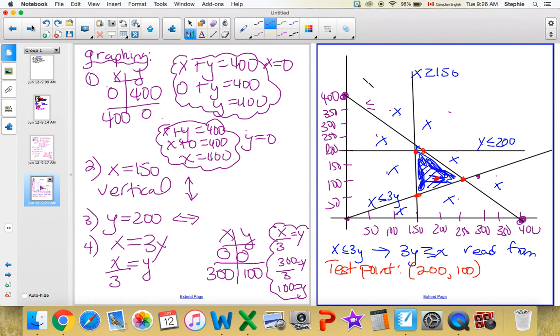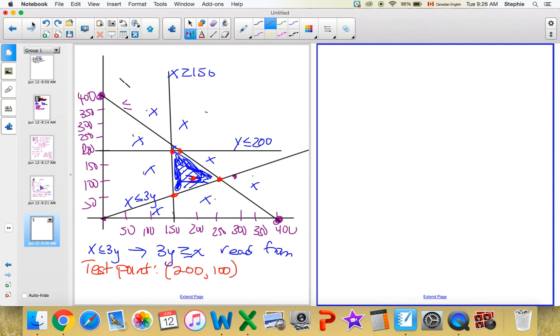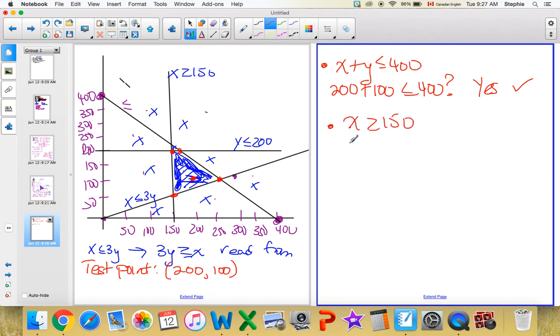So let's look at the equations. I'll just move them over. So the first one was x plus y is at most 400. I'm going to plug in this point. Is 200 plus 100 less than 400? Yes, it is. So far, so good. Second one, we're going to plug it into the x is bigger than 150. So we take the 200 because that's the x. 200, is that bigger than 150? Yes, it is.